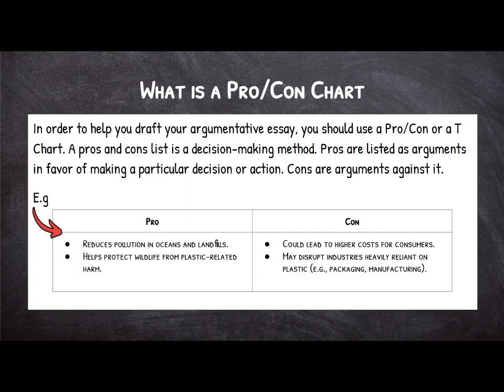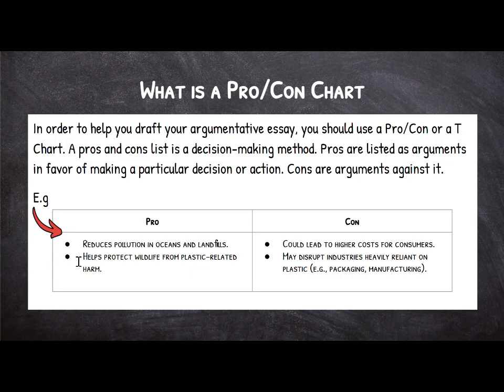All right, let's continue. And remember, you can pause the video and do the activity and unpause to continue the lesson. Now, when you are doing an argumentative essay, it's important to do a pro and con chart. A pro and con list is a decision-making method. Pros are listed as arguments in favor of a particular decision, and cons are arguments against. So we have an example here.